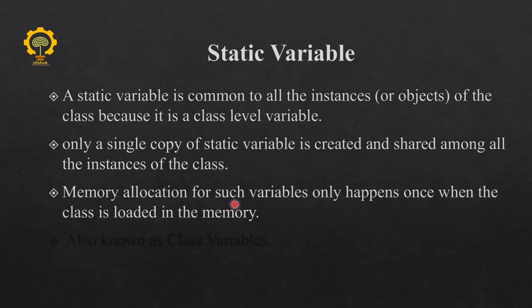Memory allocation for such variables only happens once, when the class is loaded in memory, and they are also known as class variables. So whenever we create a static variable, the memory allocation happens only once, and the static variable shares the value among all of the instances of the class. So in order to understand static method and static variable practically, let's move to the NetBeans IDE.